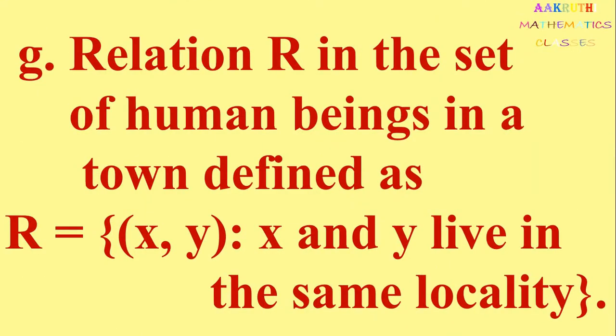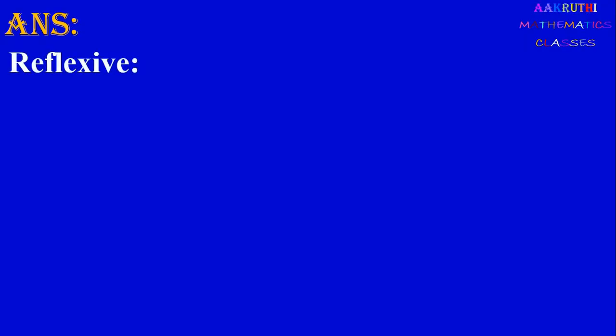So next question: relation R in the set of human beings in a town defined as R equal to the set of all (x, y) such that x and y live in the same locality. So x and y are related only when x and y live in the same locality. So we have to check whether it is reflexive, symmetric and transitive. Now first one, it is reflexive.